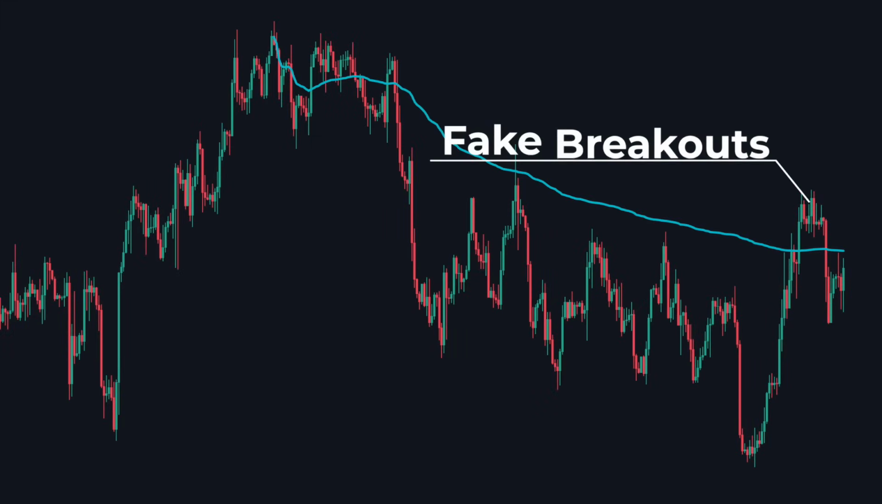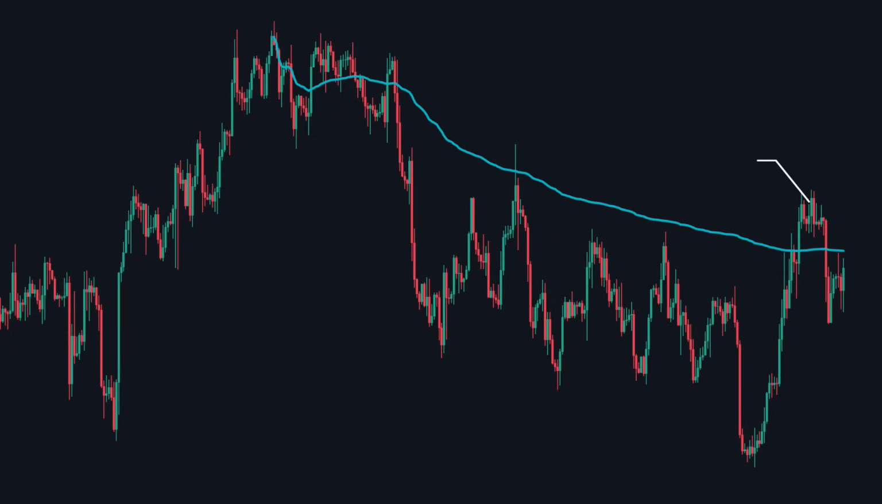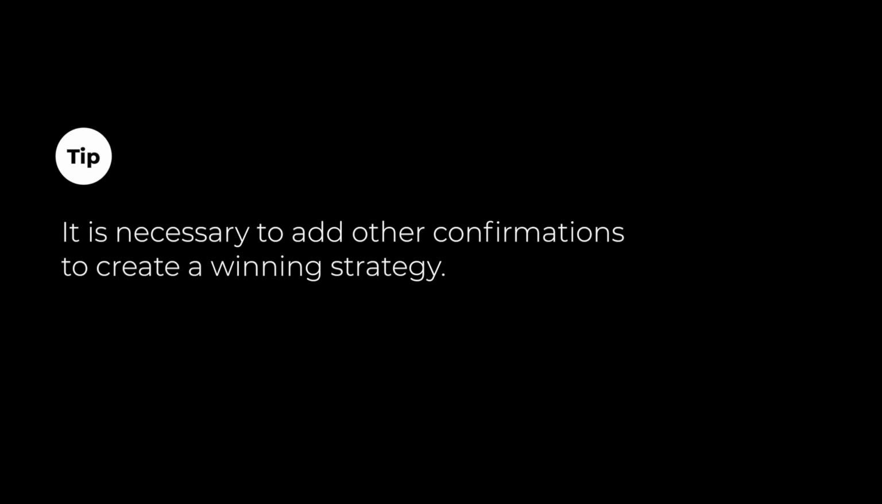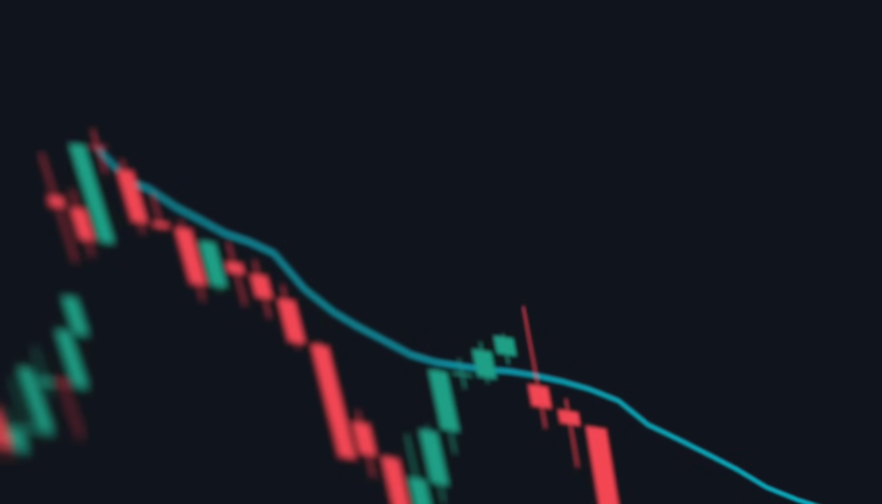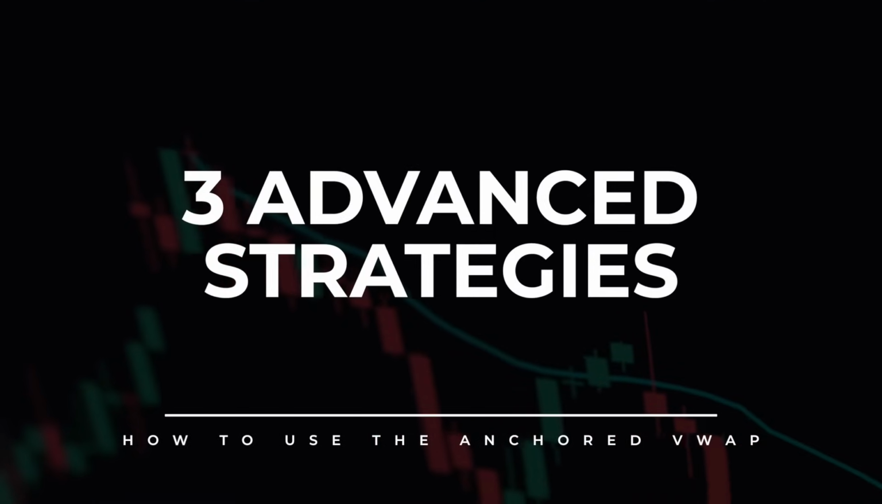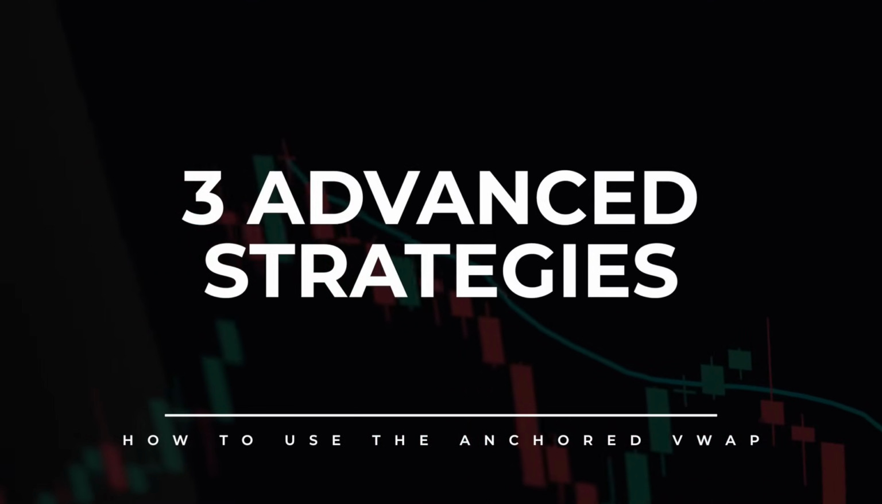Just like any other strategy, these breakouts also don't work all the time. Sometimes they can be fake. Therefore, it is necessary to add other confirmations to create a winning strategy. So now, let's move on and discuss 3 advanced strategies you can use to trade the anchored VWAP.